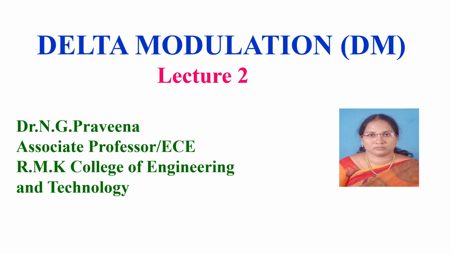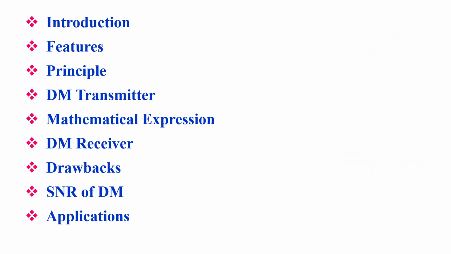In this video lecture, I am going to discuss the concepts of delta modulation. The outline of this presentation is Introduction, Features and Principle of Delta Modulation, transmitter block diagram and its working, followed by the mathematical expressions, delta modulation receiver block diagram and its working, drawbacks of delta modulation, signal to noise ratio of delta modulation, and finally concluded with the applications.